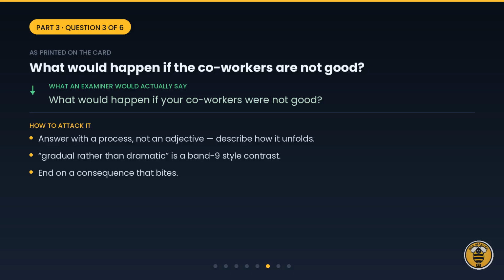Question third. As printed on the card, what would happen if the co-workers are not good? What that is asking is, what would happen if your co-workers were not good? Here is how to approach it. Answer with a process, not an adjective. Describe how it unfolds. Gradual rather than dramatic is a band 9 style contrast. End on a consequence that bites.